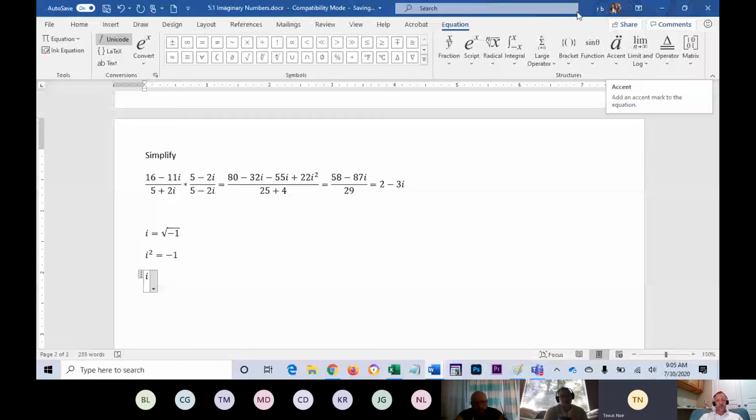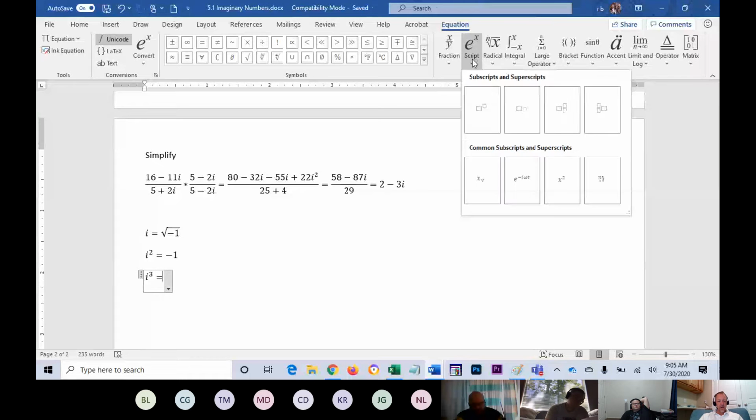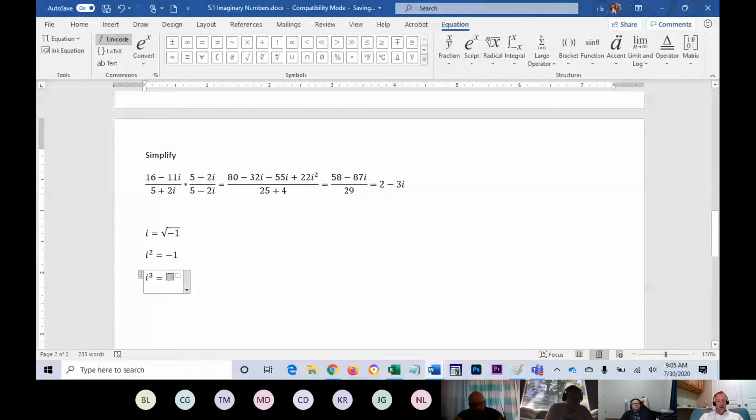Negative 1 times the square root of negative 1, or negative 1i. So i cubed would equal i squared times i, right? Okay, and if i squared is negative 1, then this equals negative i.